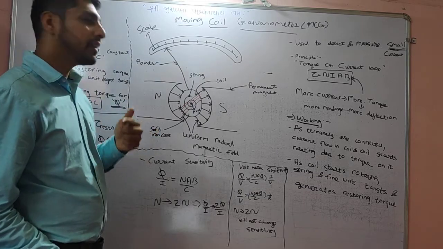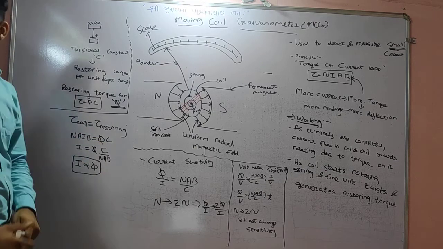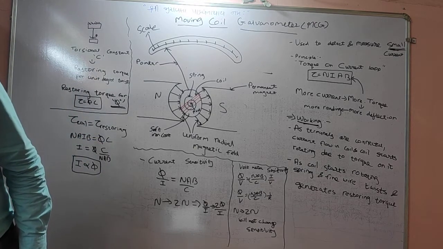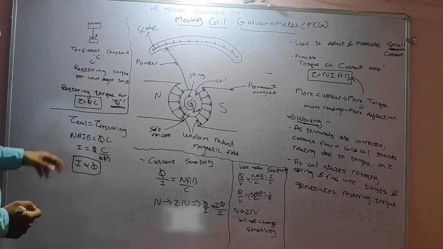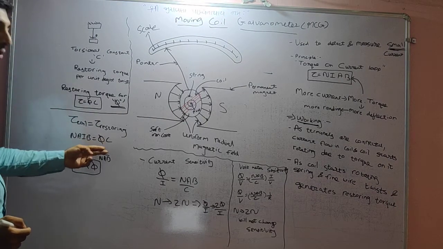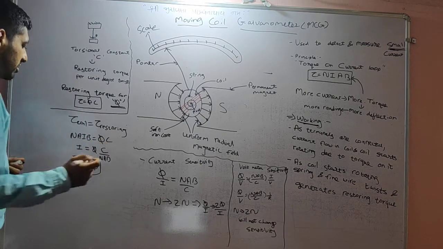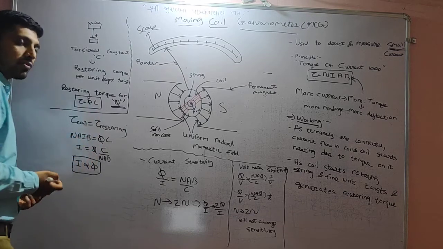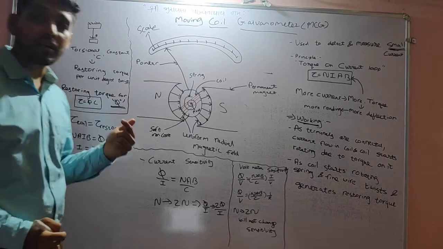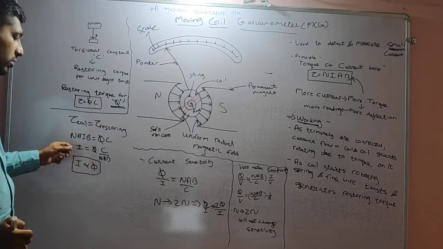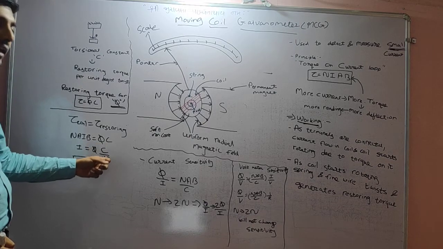If it is phi degree of twist, from here I can compare these two things. Okay, I hope everything is visible now. So here NIAB equals phi into C. I can rearrange this equation. What can I write? Because I want it in terms of current, because I want to measure the current. That's why I have made current the subject. So I can write it in the form of I equals phi C upon NAB.